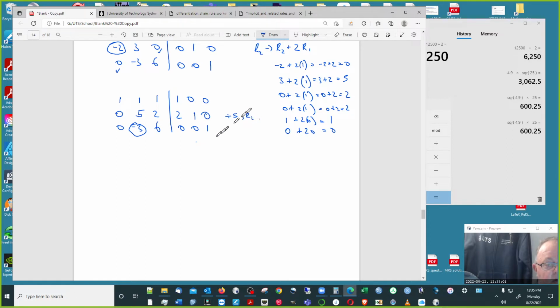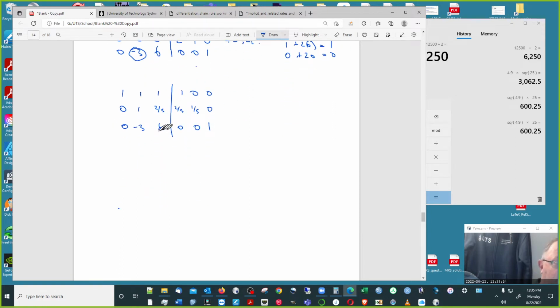Row 2. So it'll be 1, 1, 1, 0, 1, 2 on 5, 2 on 5, 1 on 5, 0, 0, minus 3, 6, 0, 0, 1. So what I've done there is I've made it that I can target this one easily. So row 3 is going to become row 3 plus 3 lots of row 1. So you can see it won't affect the first one, so that's 0.